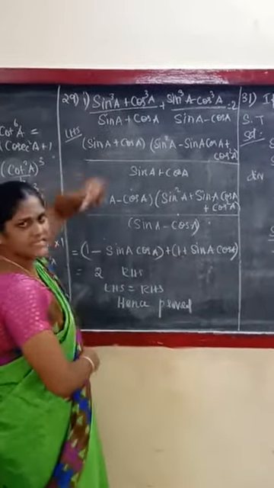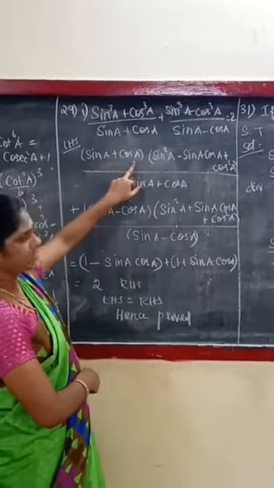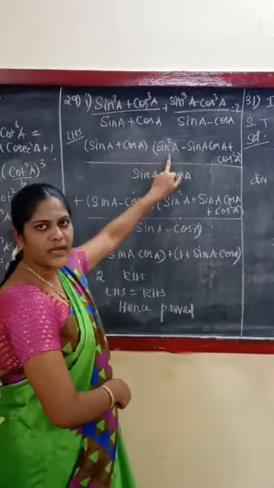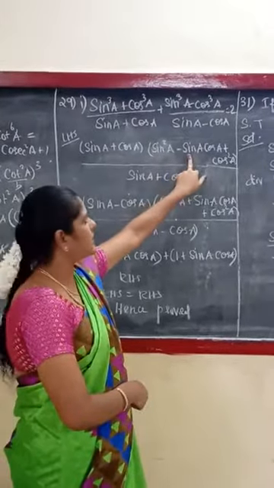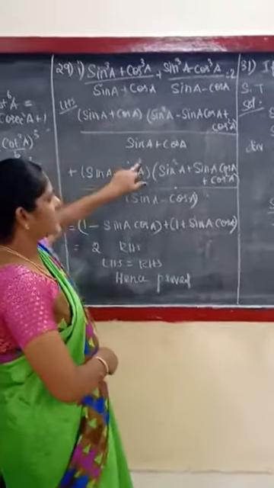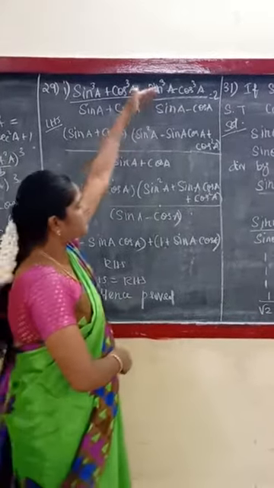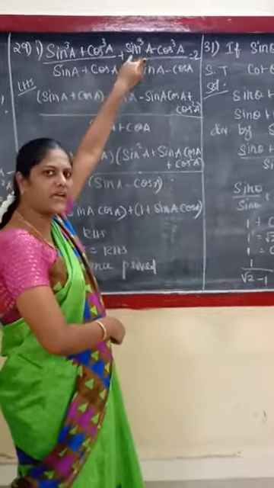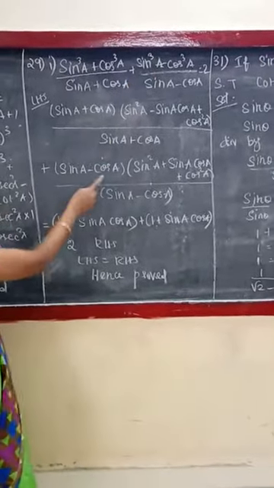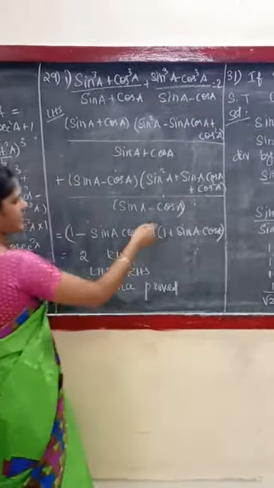Here sin a is a, cos a is b. So a plus b is sin a plus cos a into a square, sin squared a, minus ab, sin a into cos a, plus b square, cos squared a, divided by sin a plus cos a. In the same formation, you need to expand the second term in the formula of a cube minus b cube. So a minus b into a square plus ab plus b square divided by sin a plus cos a.